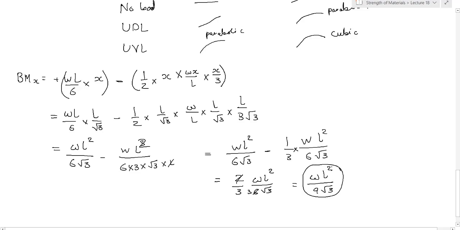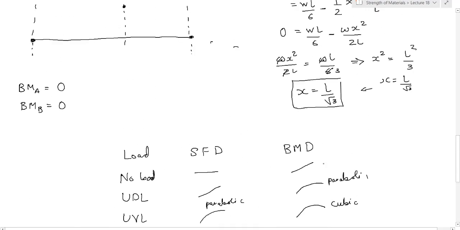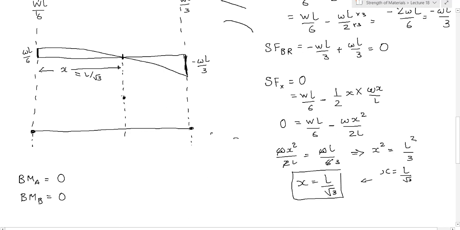Okay, so this is the maximum value of bending moment. So that will be over here. So this will be a cubic curve, right? And what will be the value? WL square by 9 root 3. Okay, so this is how you have to solve.